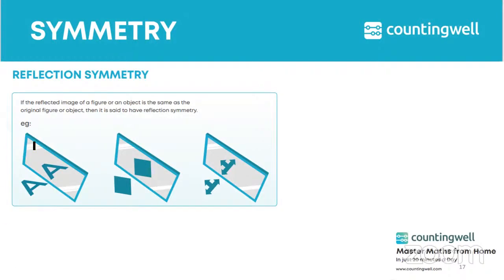If the reflected image of a figure or an object is the same as the original figure or object, then it is said to have reflection symmetry. For example, you can note the letter A. When you see its reflection, you will find that the reflected image of the object is the same as the original figure. Also, in the case of the second figure, we can see reflection symmetry, and also in the case of the third figure.